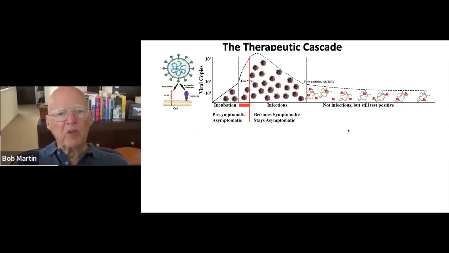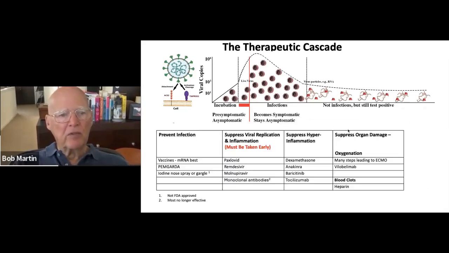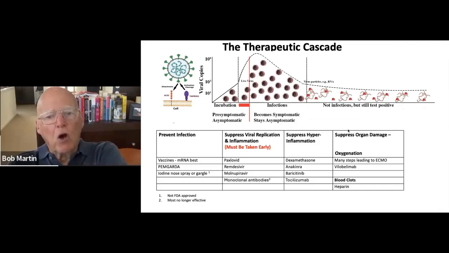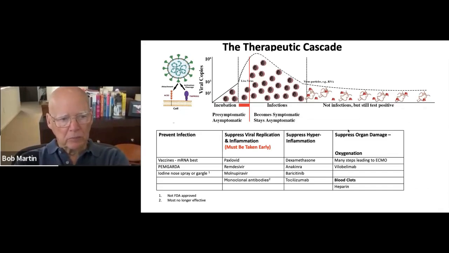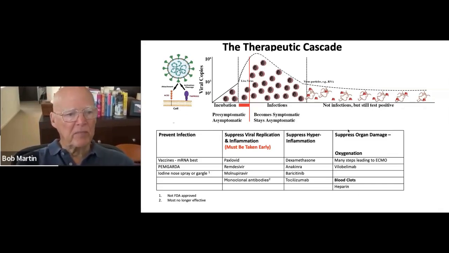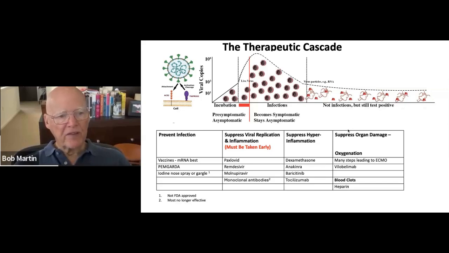This is a therapeutic cascade, same chart from below. This is all the approved therapeutics. To prevent it, vaccines and one monoclonal antibody, which has become less effective with time. I've added one of my favorites, which is not approved, but this nose spray. We carry it all the time.